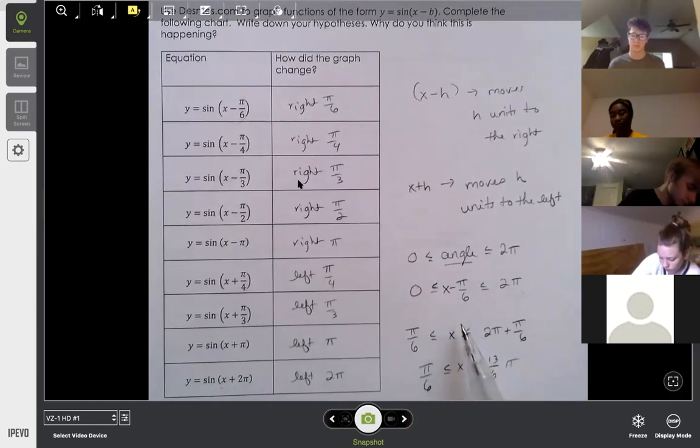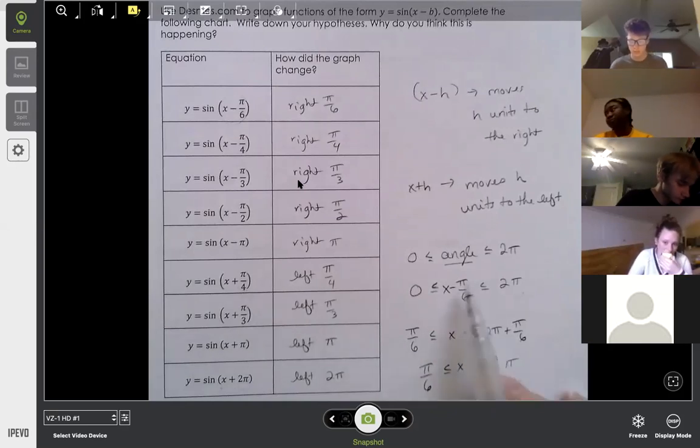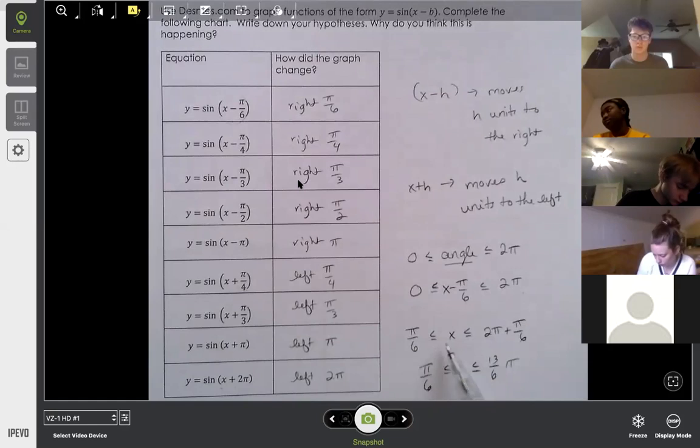Okay, so it's because the x minus pi over 6 represents my angle. And when is that 0? X has to be pi over 6 for x minus pi over 6 to be 0, which is what I'm seeing here. That x has to be pi over 6 for x minus pi over 6 to be 0. So that's why it's moving right.